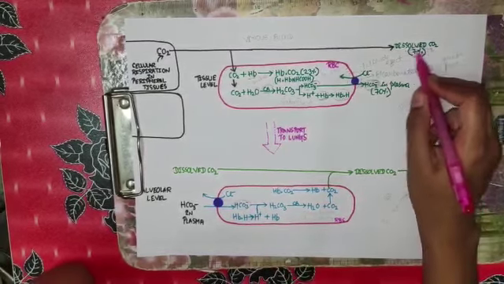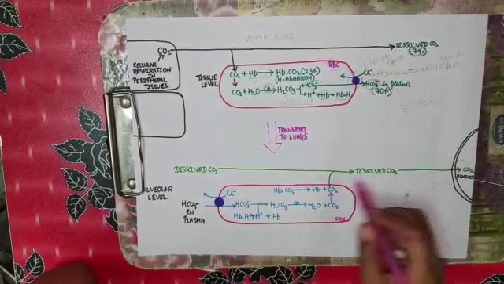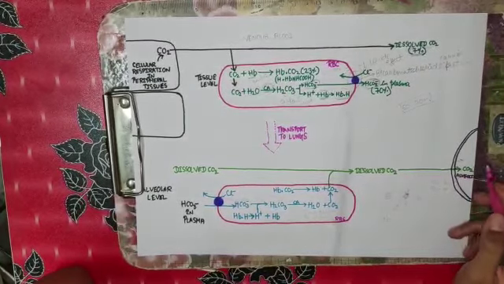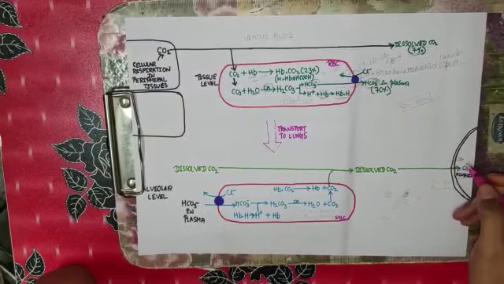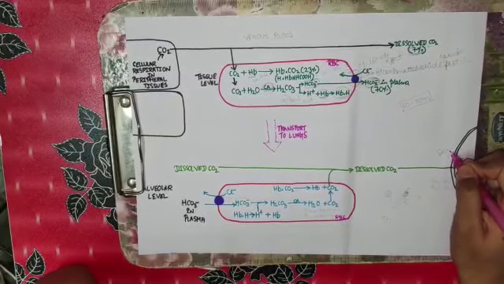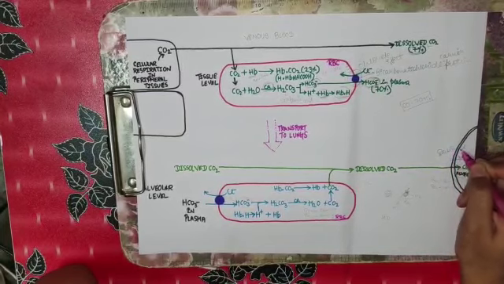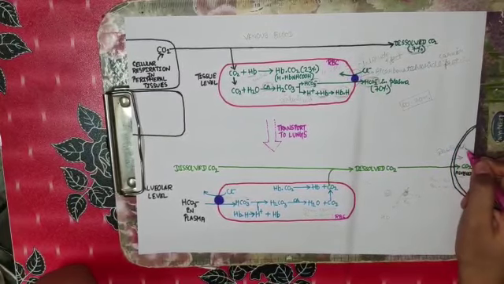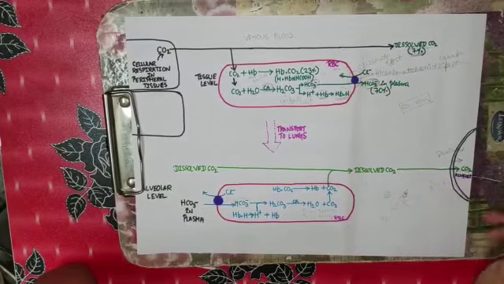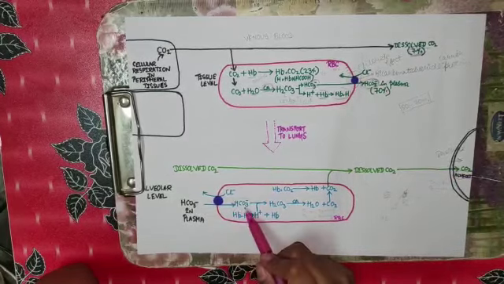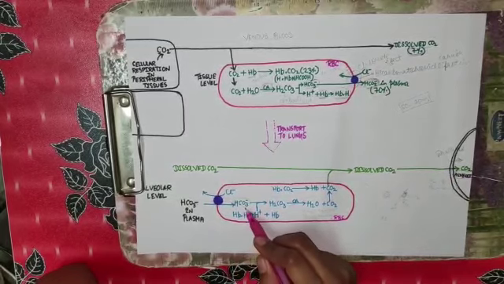This dissolved CO2, which was approx 7%, will directly enter the alveoli due to pressure gradient, as I explained previously. This dissolved CO2 will move into the alveoli, and through the alveoli it will be expelled out. And this bicarbonate ion, how is it working?